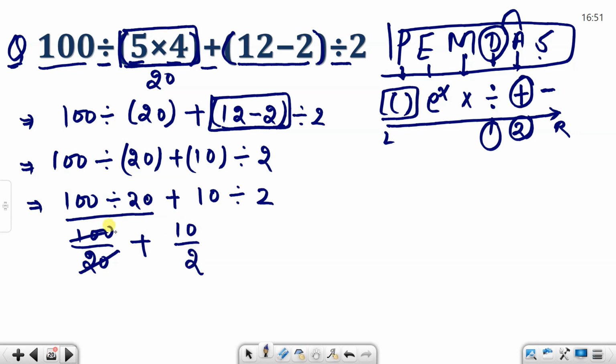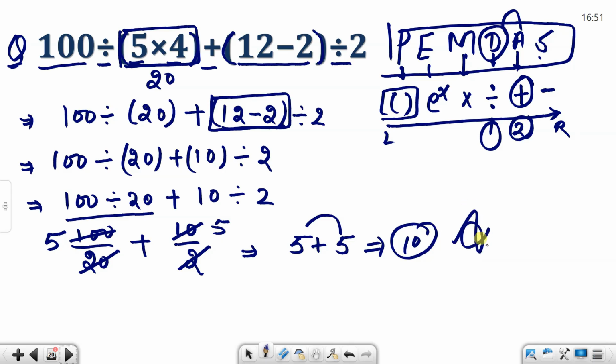100 divided by 20 will be 5. 10 divided by 2 will be 5. Now 5 plus 5 will be 10. Is this the right answer?